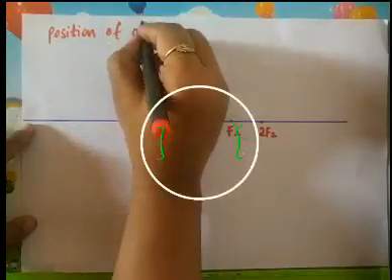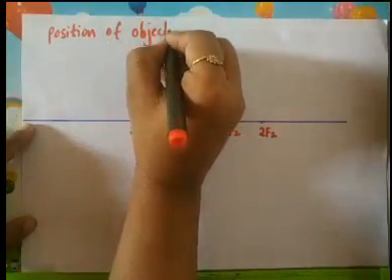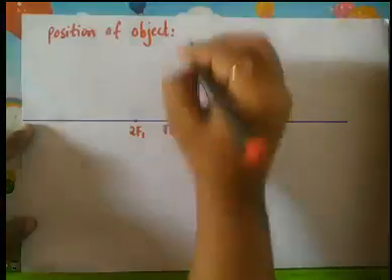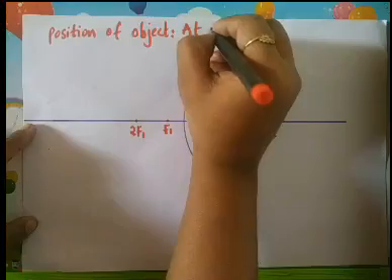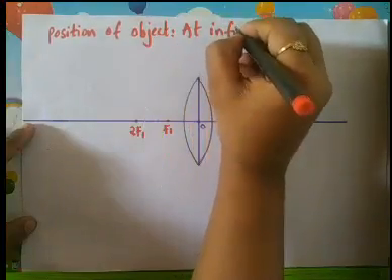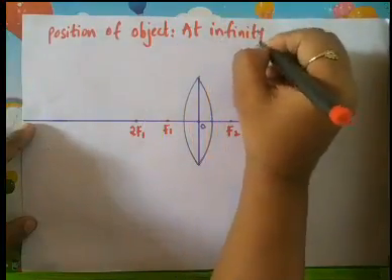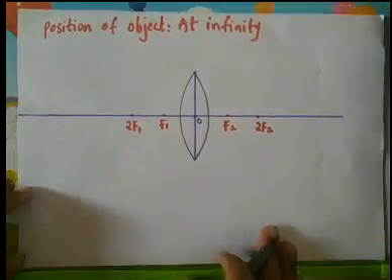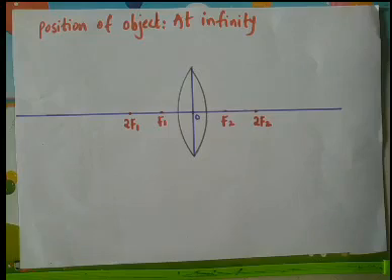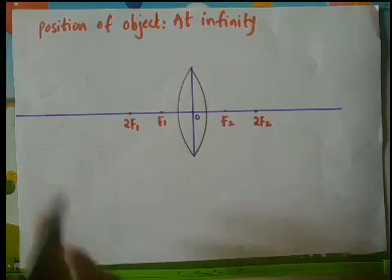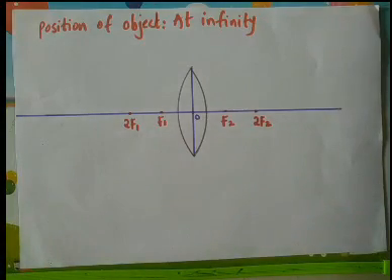Position of object. I am keeping the object at infinity. So I have written here, at infinity. Now I am going to keep the object at infinity, and the infinity position I cannot show you on the paper because it is an infinite distance. So the light rays coming from that object which is kept at infinity, that only I can show you.